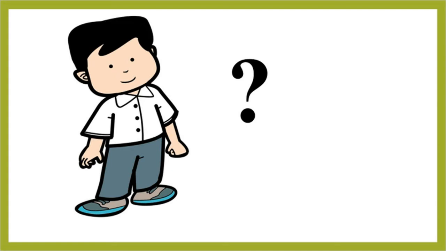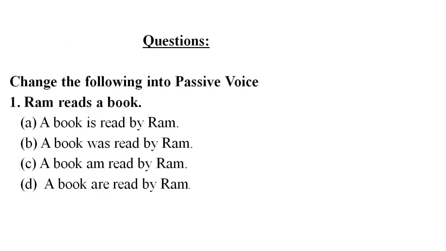in this video. So dear student, let's check your understanding. Change the following into passive voice. Question number 1. Ram reads a book. Options are: a book is read by Ram, a book was read by Ram, a book am read by Ram, a book are read by Ram. The correct option is: a book is read by Ram.